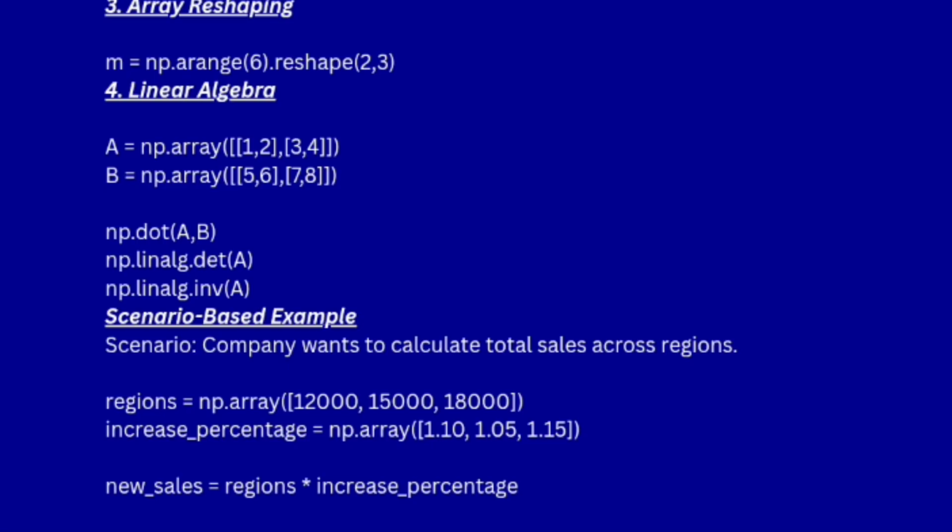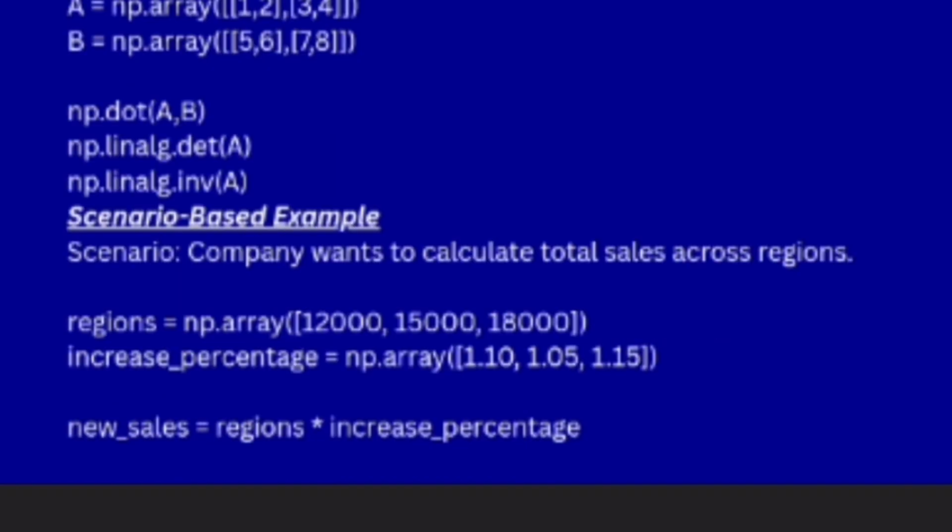Next thing is linear algebra. Linear algebra can be done using linalg. For this we are creating two arrays a and b, and I am calling a.dot(b), that is the multiplication of both a and b. Next, for linear algebra, for getting the determinant of the matrix a, I use np.linalg.det. Same for the inverse matrix also.